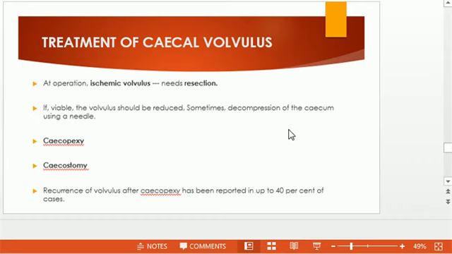This can lead to deflation of that rotated gut. Now this tube, if this is successful, should be kept in place for about 24 hours, and a repeat X-ray should be taken to ensure that decompression has occurred.